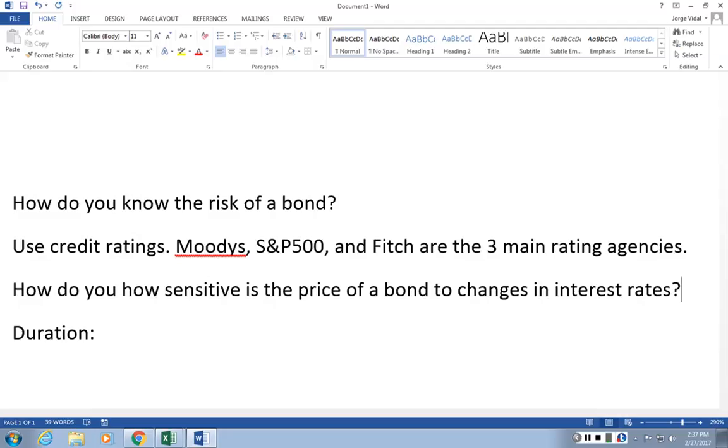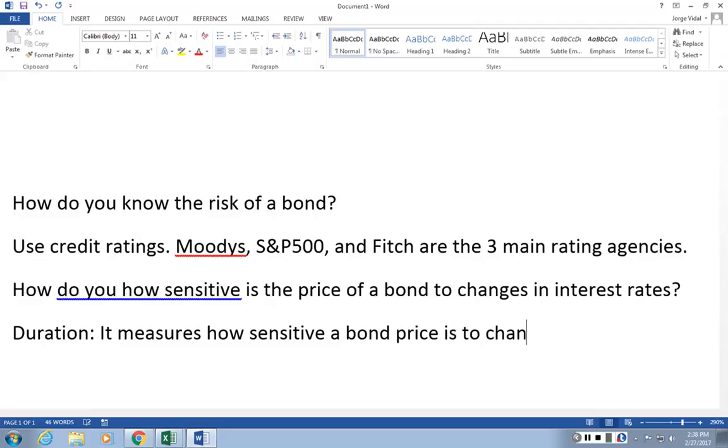If you have a triple C, double C, you get into those letters, double D, then the company's already in default. But then when rates go up and down, how do you know how sensitive the price is to a change in rates? That will be duration. It's called duration. Okay. So it tells you how sensitive it is.